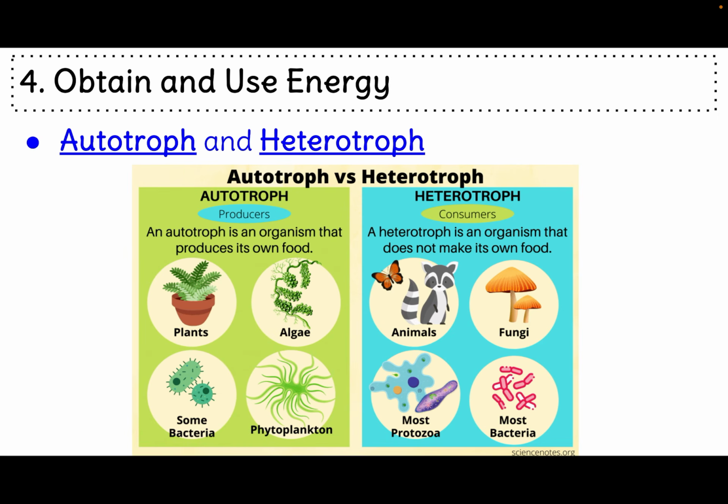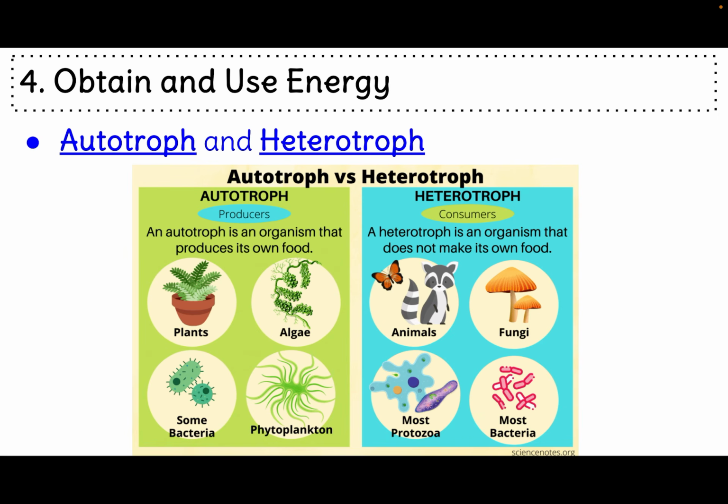On the other hand, heterotrophs get their energy by consuming. So they cannot make their own food from the sun. They have to eat other organisms, or they need to eat the autotrophs. So they eat other heterotrophs or other autotrophs.